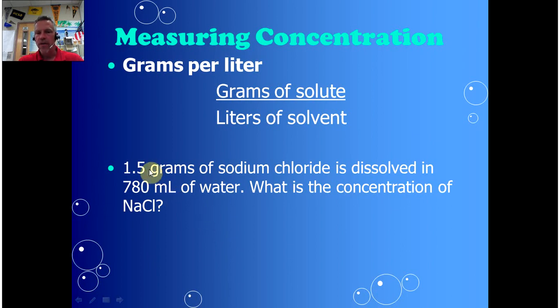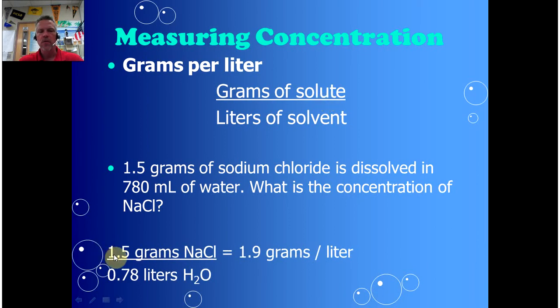So how do you solve this? Well, we're going to put grams of solute, which is right here, over liters, not milliliters, of solvent. So here's the solution: 1.5 grams of sodium chloride over 0.78 liters of water. Do you see how we did that conversion? 780 milliliters is the same as 0.78 liters, all right? So you put 1.5 over 0.78, and the answer you get is 1.9 grams per liter. That's the concentration in grams per liter in this situation. Kind of straightforward, I think.